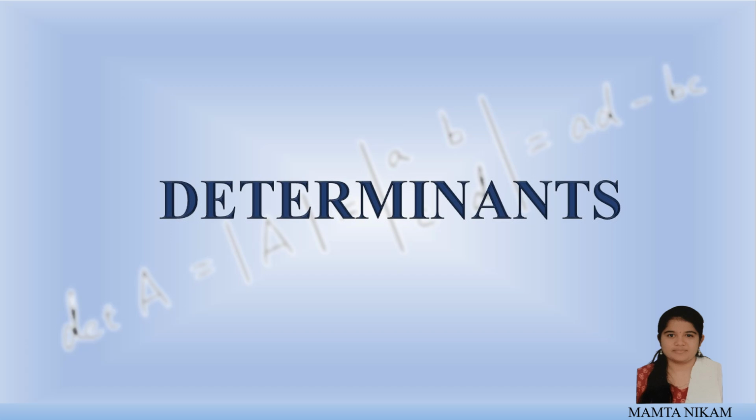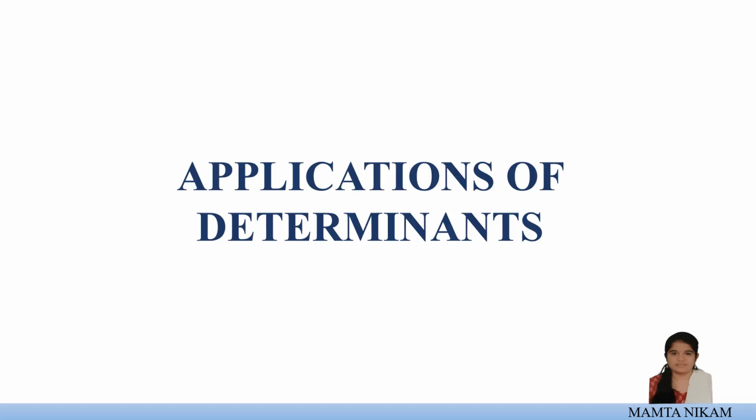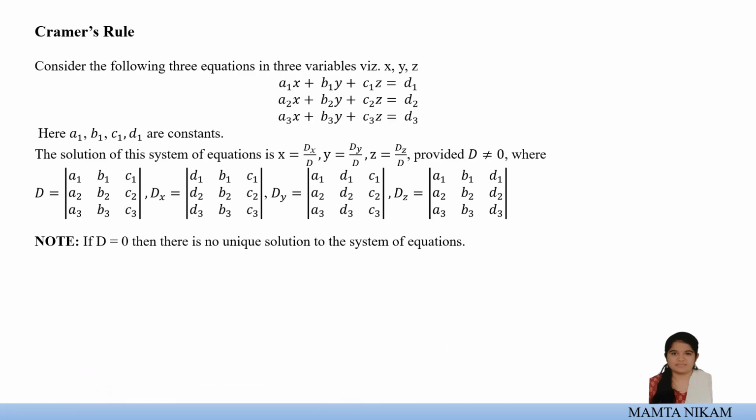So one of the applications of determinants is Cramer's rule. So Cramer's rule कहाँ पे यूज होता है? Cramer's rule is used to solve system of equations. So basically, application of determinants is to solve system of equations by using Cramer's rule. तो Cramer's rule क्या है? Cramer's rule is a formula you can say which enables us to solve system of equations.